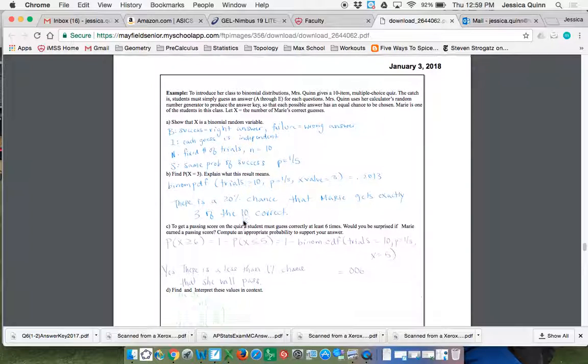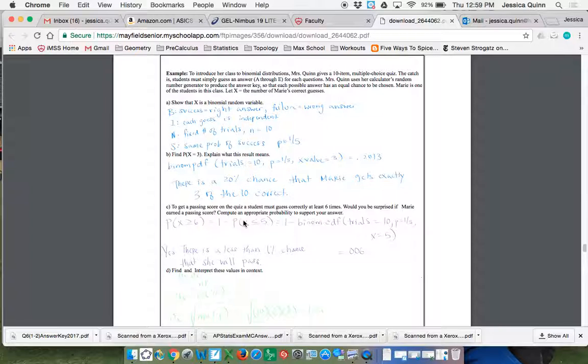The first thing that we need to do is show that this is a binomial random variable. First of all, it's binary because the success is that Marie chose the correct answer, and the failure is that she chose the wrong answer. It is independent because each guess is independent of any other guess. I'm just using a calculator to randomly generate numbers to get the answers. There are a fixed number of trials. There's 10 questions on the quiz, so n equals 10. And for each one, there's the same probability of success. There's one correct guess out of 5, so for each question you have a 1 out of 5 chance of getting it correct.